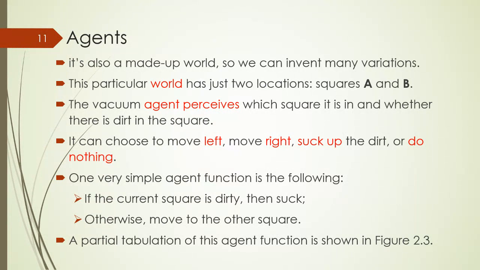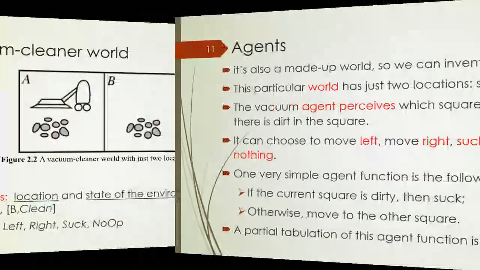You can extend this to many other forms. This particular world has just two locations, square A and square B. The vacuum agent perceives which square it is in and whether there is dirt in that square or not. So if it's in square A, it can check A, not B, unless it moves to B, then it can check B as well. You could say your agent can also detect the situation at B when it's in A. No, not that. We are limiting ourselves.